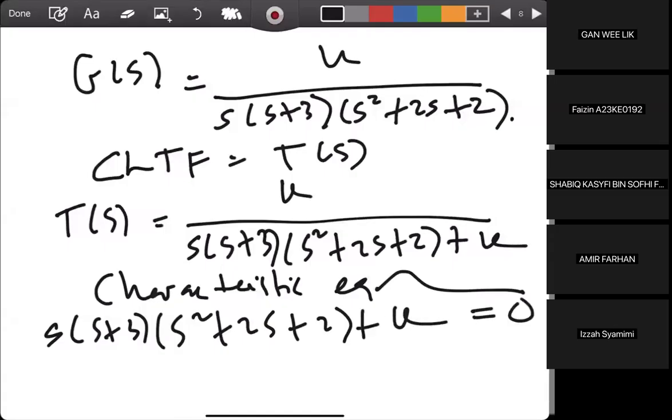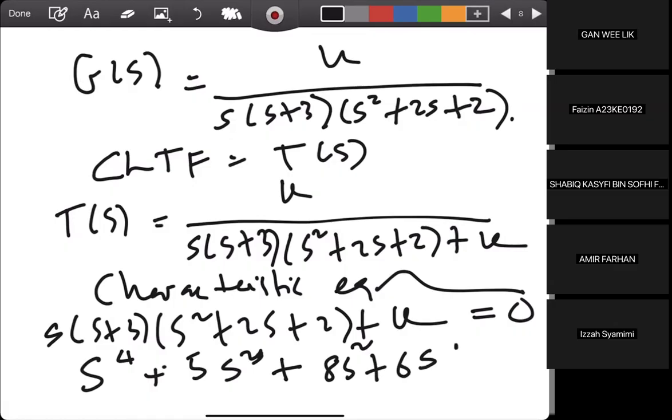Okay, simplified, s power of 4 plus s cubic plus 8 s square plus 6s plus k equal to 0. Okay.